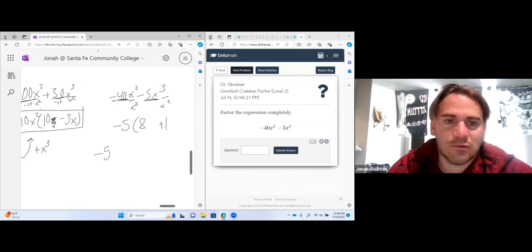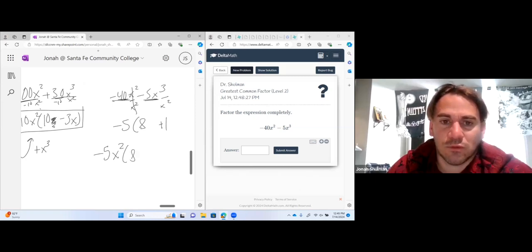So the greatest common factor is negative 5x squared. These two go away, so it's just going to be 8. Two minuses make a plus 1, but we don't need the 1, so it's just going to be 8 plus x.